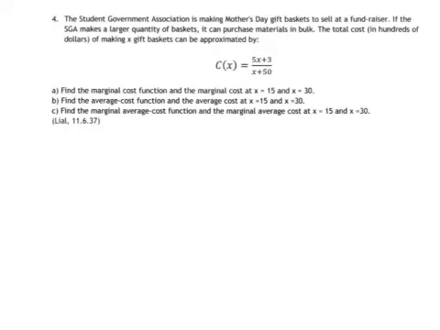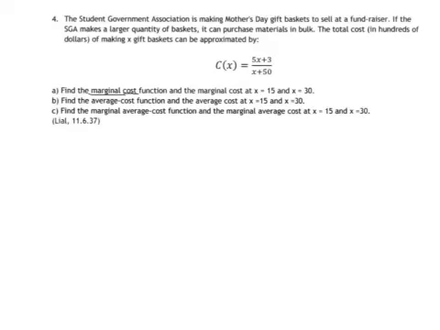The total cost in hundreds of dollars of making x gift baskets can be approximated by, and then we're given a cost function. Part A of the question asks us to find the marginal cost function. And whenever we see marginal, remember we are looking at taking the derivative, and here it's the cost function, so we're going to be taking the derivative of the cost function. And then it says to evaluate the marginal cost at x equals 15 and x equals 30.